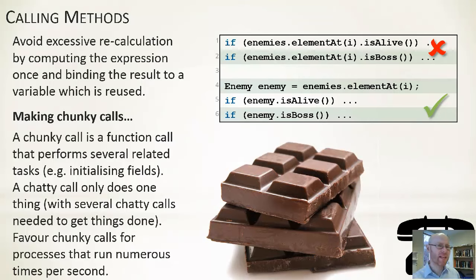Chunky versus chatty calls is another way of looking at this. A chunky call is a call that does quite a lot of work. A chatty call is something you call that only does a little bit of work. Because there's a reasonable cost associated with calling a method, you ideally want to be doing a good meaty amount of work any time that you call a method.